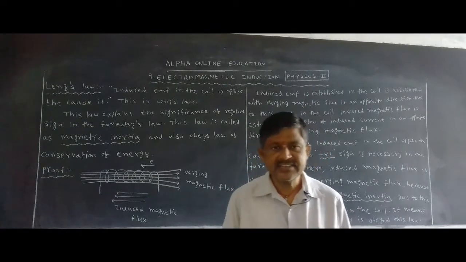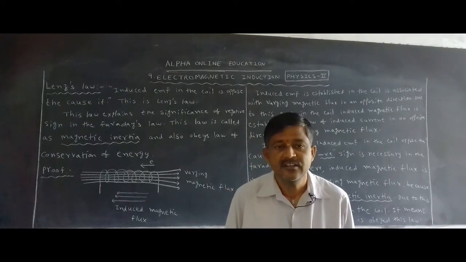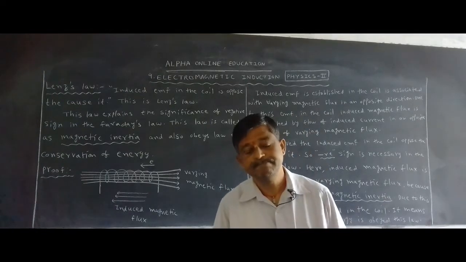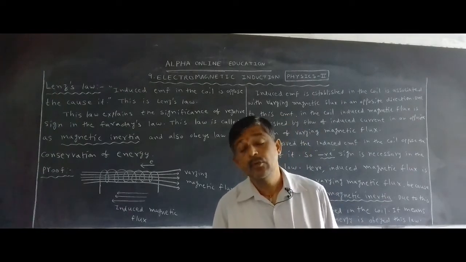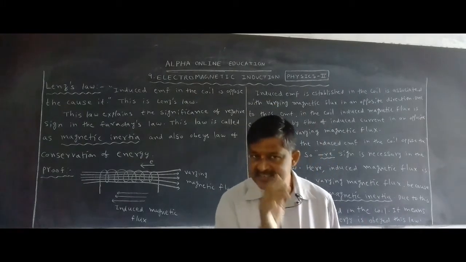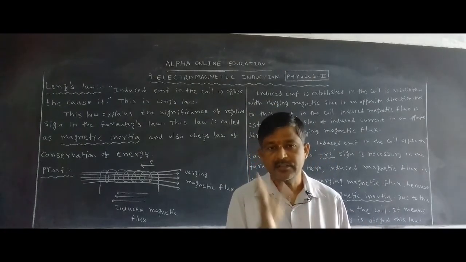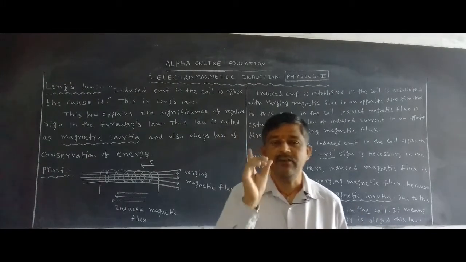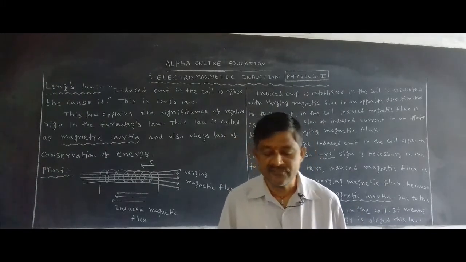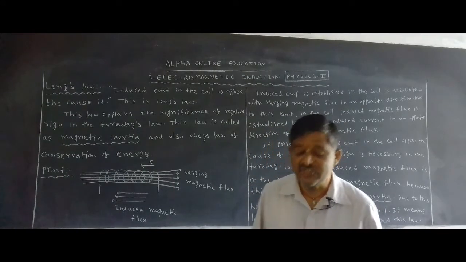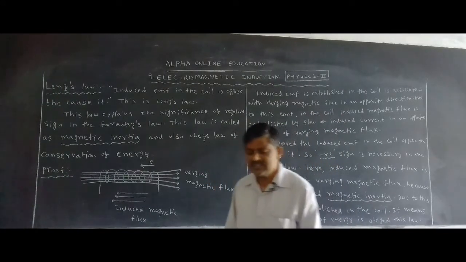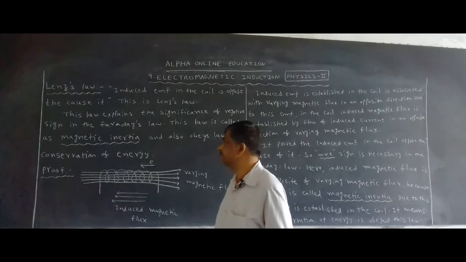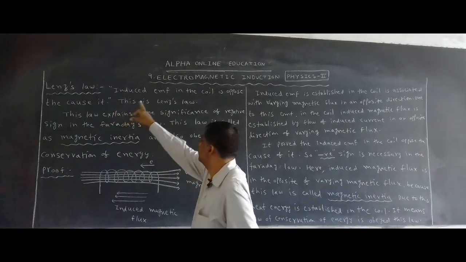The negative sign is necessary in Faraday's law. Why is it necessary? For that, the scientist Lenz explained one law, and on the behalf of his name it is called Lenz's law. This is important for 2 marks question. Now, what is Lenz's law?